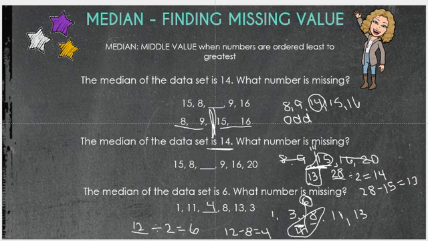I could test out 4, I could test out 5, I could test out 6, I could test out 7. They could test out all of those numbers and do a guess and check until they get to 6 as the middle number, or they could use the formulas. All right, if you have any questions, let me know.